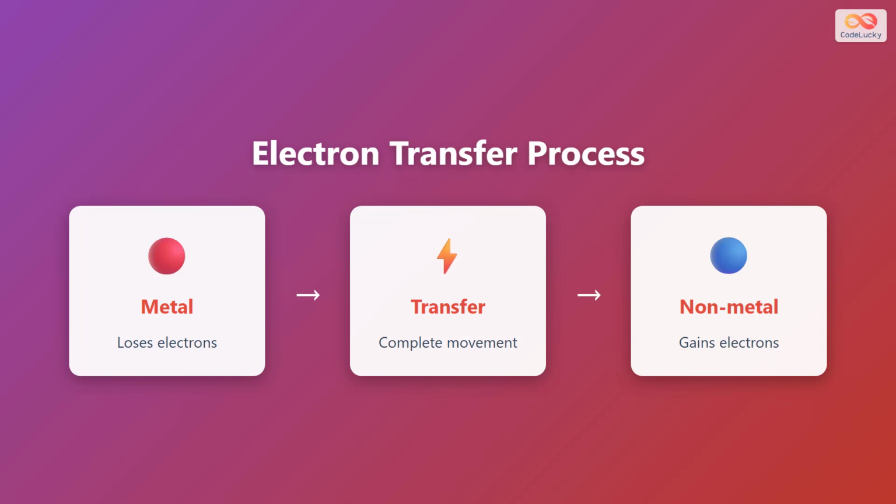The electron transfer process happens in 3 steps. First, the metal atom loses one or more electrons from its outer shell. Second, these electrons undergo a complete movement or transfer through space. Third, the nonmetal atom gains these electrons into its outer shell. This transfer is not a sharing arrangement like in covalent bonding. Instead, it's a complete handoff of electrons from the metal to the nonmetal, resulting in the formation of charged ions.